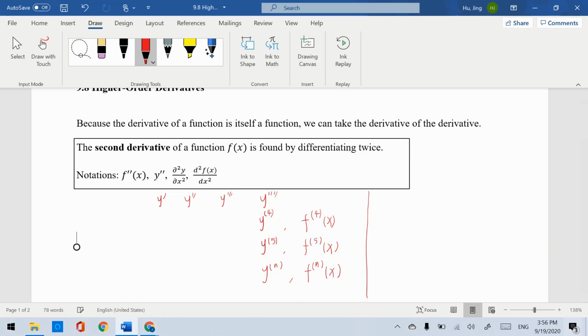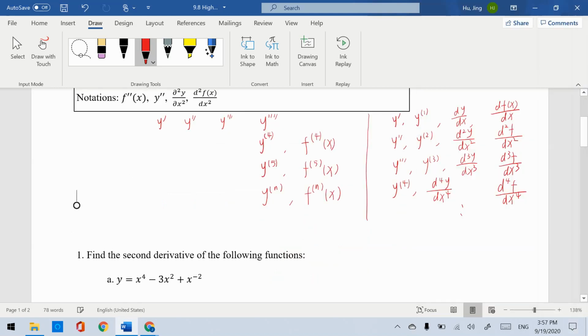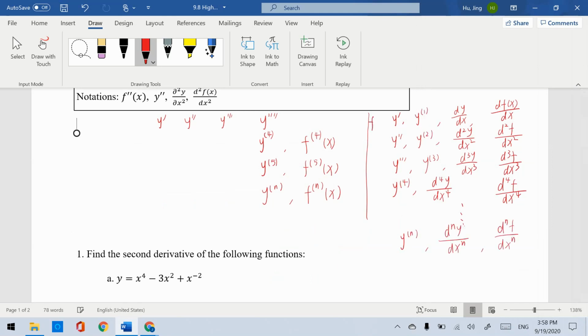So we can do the summary. First order, you could write just one prime, or dy/dx. The second one has a square here. The third one, you could use parentheses with 3. From the fourth on, you no longer use the quotation mark. Of course, y could be replaced by f of x, because y is a function of x. So you can keep going, nth, right? Or you could write f with parentheses and x, for the second order, third order, first order, nth order.